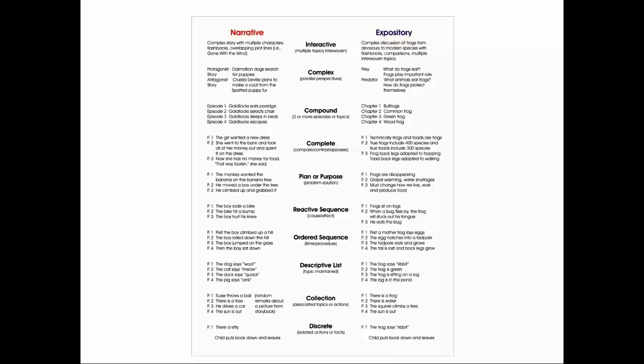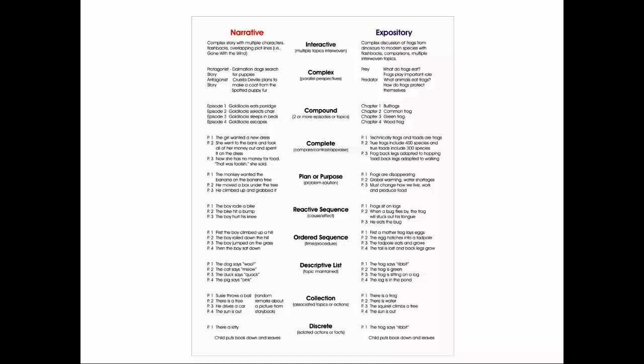Over in the expository side, technically frogs and toads are all frogs. True frogs include 400 species and true toads include 300 species. Frogs' back legs are adapted for hopping. The toad's back legs are adapted for walking. So we've compared and contrasted toads and frogs.